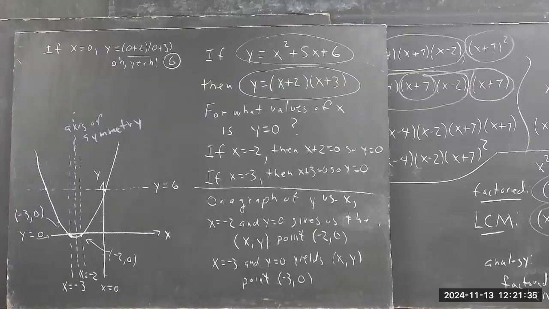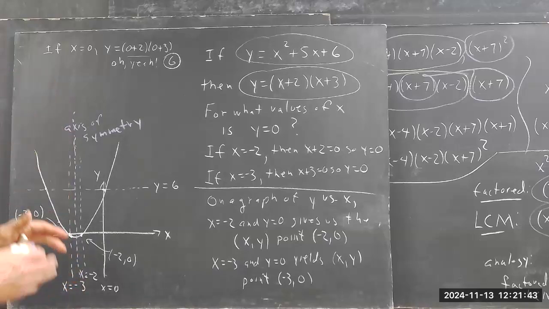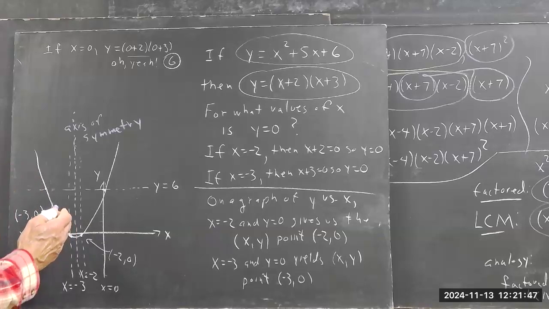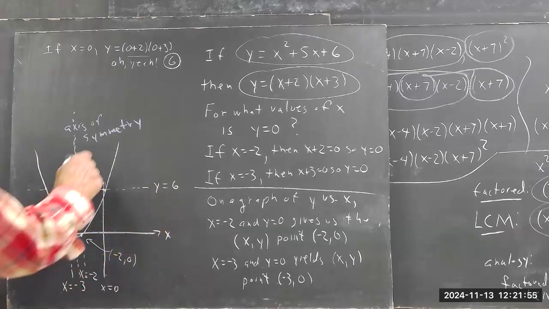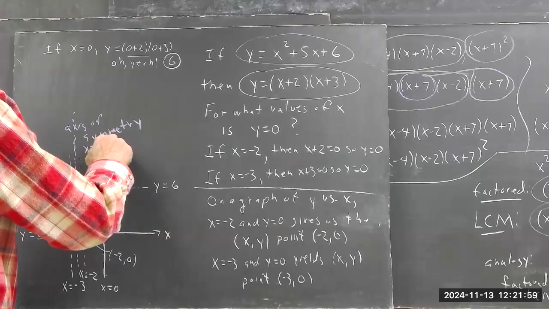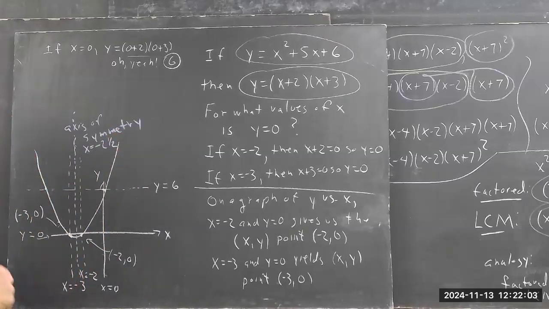Okay. Axis of symmetry. It's between x equals -3 and x equals -2. And it's halfway between because of symmetry. Everything to the right of this axis of symmetry is a reflection of everything to the left. Okay? That's a mirror image. This half is a mirror image of that half. And so the axis of symmetry is x equals -2.5.